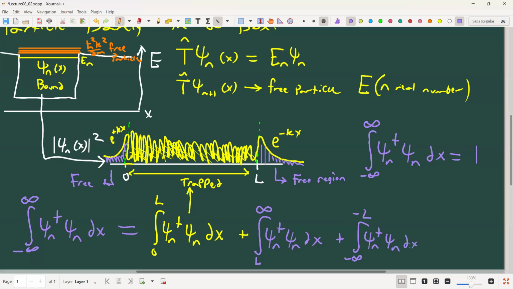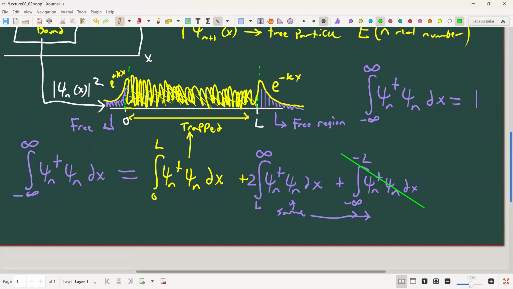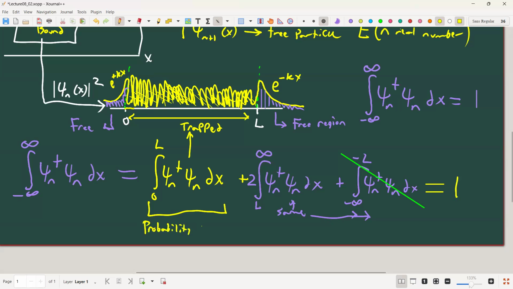But it's symmetric, so these two purple integrals are the same. I can just neglect one of them and add a factor of 2. So it's just 2 of those. The interpretation now is that these two sum together to equal 1. This yellow integral here is the probability of being in the box, and this is the probability, the escape probability, if you will.